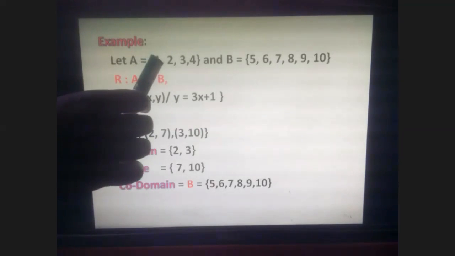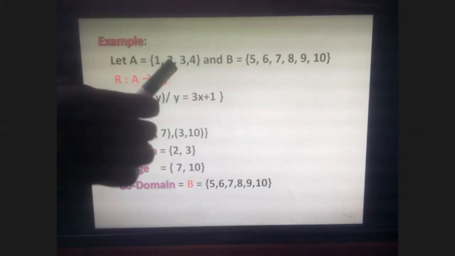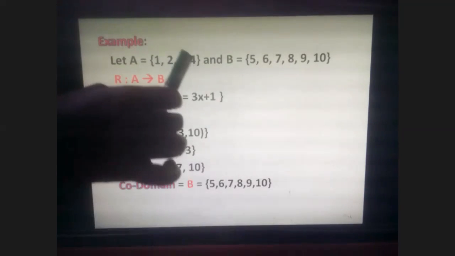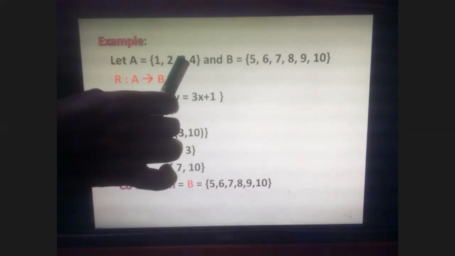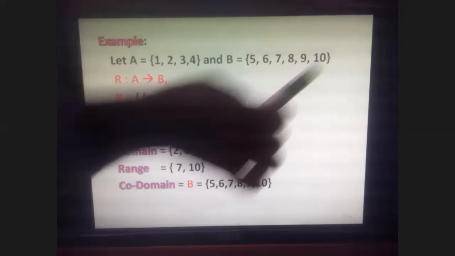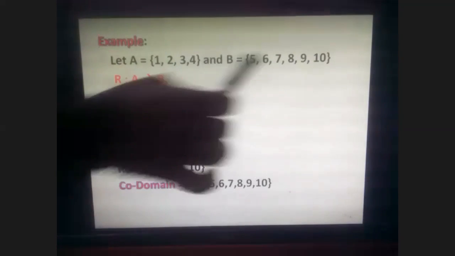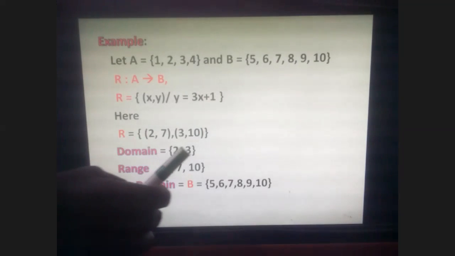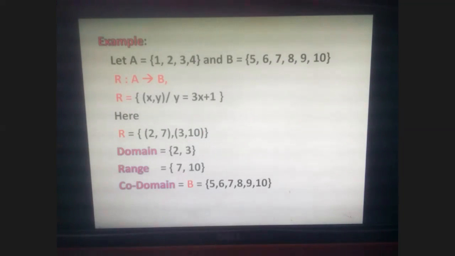When x is 1, 3 plus 1 is 4, which is not there. Don't worry. When x is 2, 3 times 2 is 6, plus 1 is 7. So (2,7). When x is 3, 3 times 3 is 9, plus 1 is 10. And when x is 4, there is no element. So only (2,7) and (3,10). So the domain is {2, 3}, range is {7, 10}, and codomain is B.